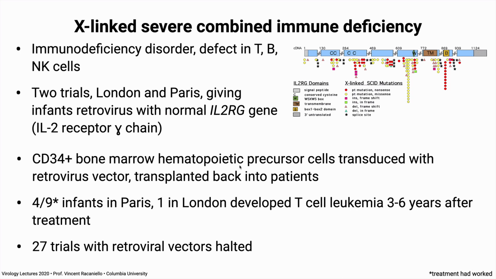So what they did is they took out their bone marrow precursor cells, they infected them. Whenever you see transduced, that means they infected with a vector with a gene, transduction, and then they put them back into the patients. 4 of these 9 infants in Paris and 1 in London developed leukemia 3 to 6 years after treatment. The treatment actually worked, but then they developed leukemia. So all these trials, 27 ongoing trials with retroviral vectors, were halted until they could figure out what went on.